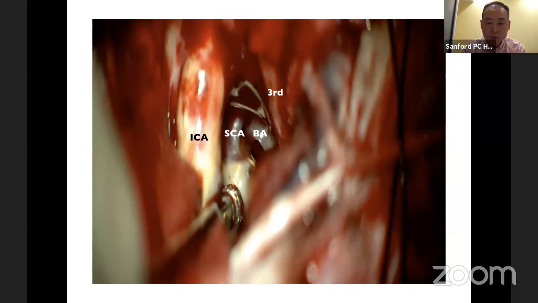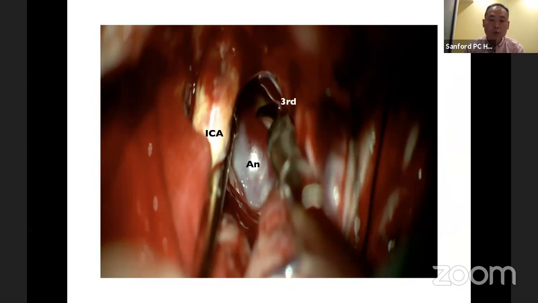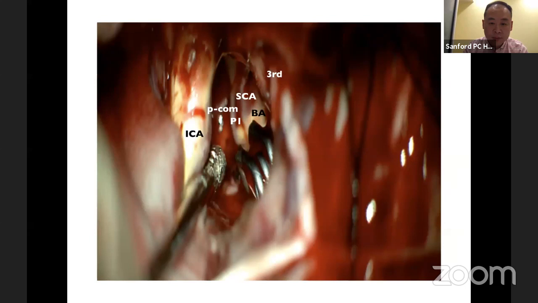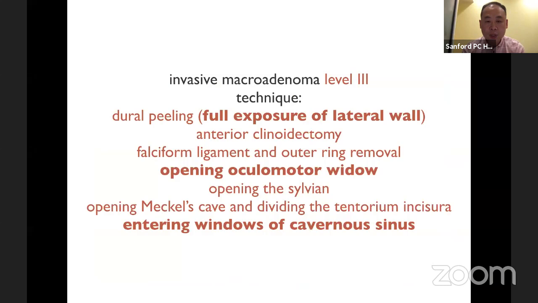If you have good proximal control, you have the confidence to deal with the basilar apex aneurysm. So these are the basic key techniques for dealing with the basilar apex aneurysm. And also, like I said, if you are familiar with the Meckel's cave and all the structures surrounding the sella and suprasellar region, now you are qualified to enter the cavernous sinus to deal with pathology like invasive macroadenoma.